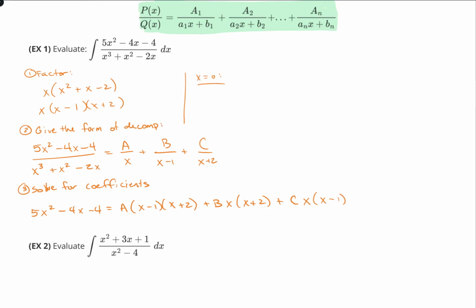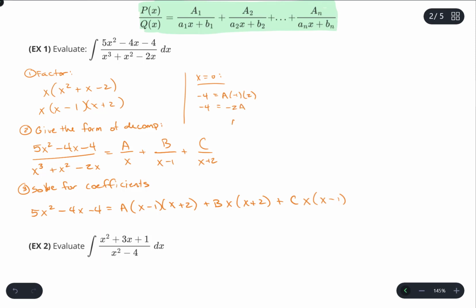Now, if I pick x equals 0, then this would be 0, negative 4 times 0 would be 0, so I would end up with a negative 4 on the left-hand side. And then a times 0 minus 1 is negative 1. 0 plus 2 is 2. The b term would go to 0, and the c term would go to 0. So I really have negative 4 equals negative 2a, so that a is 2.